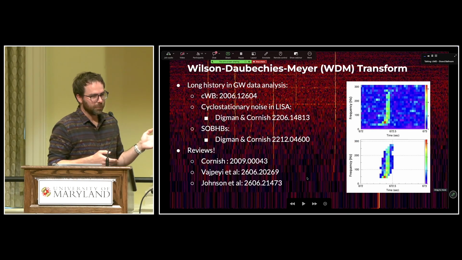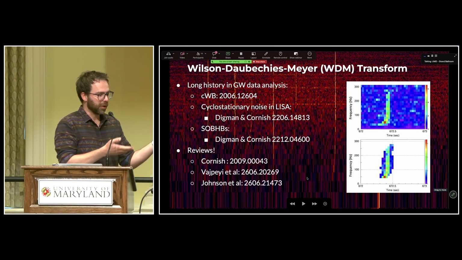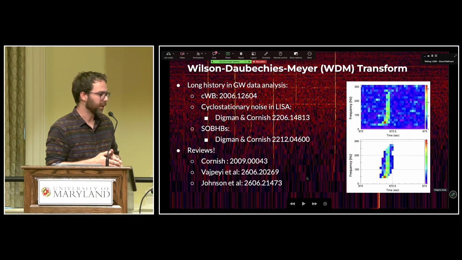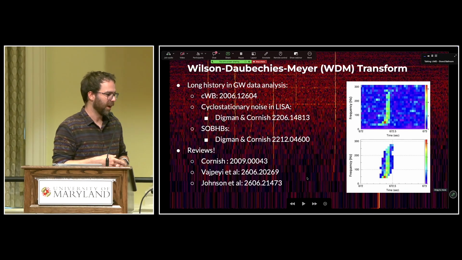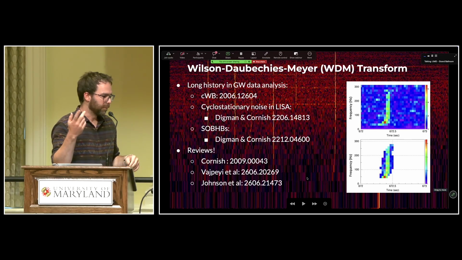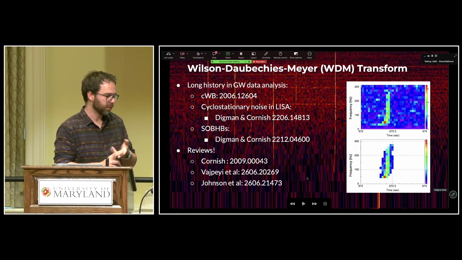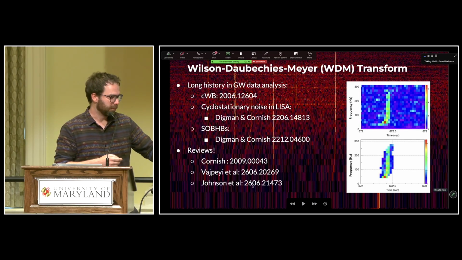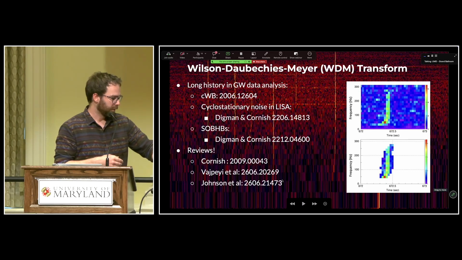And this WDM transform has a long history in gravitational waves. The coherent WaveBurst pipeline has been using it for like 2 decades or something. And a lot of people in the room have worked on it as well. Matt Digman has used it for cyclostationary noise before, and for stellar-origin black holes with Neil. And there are a few reviews, a couple of them just came out, actually.